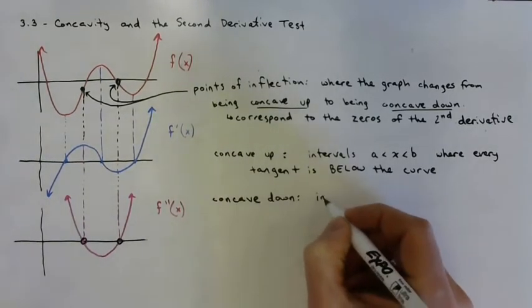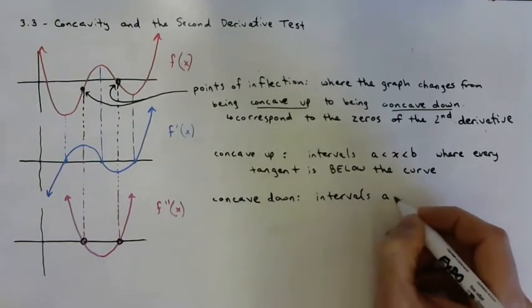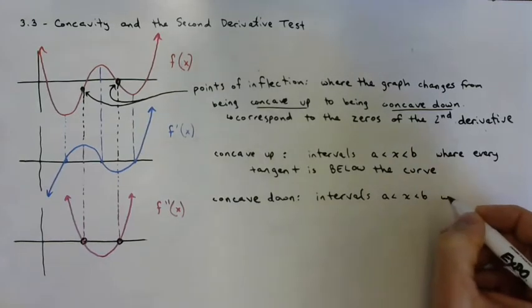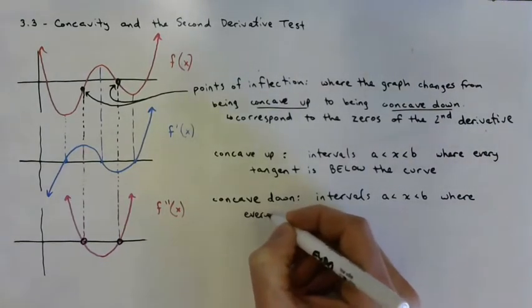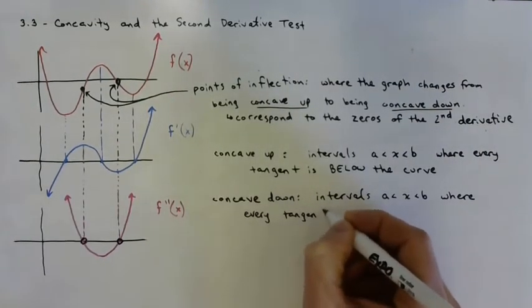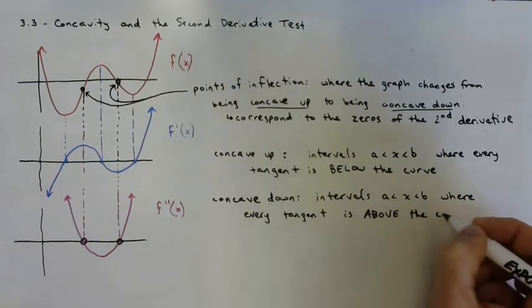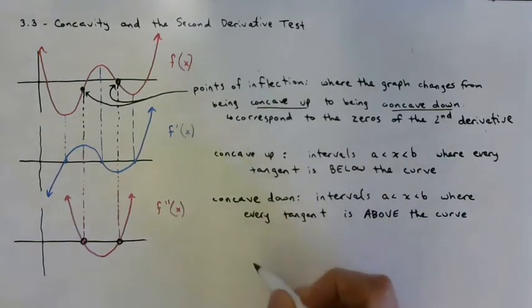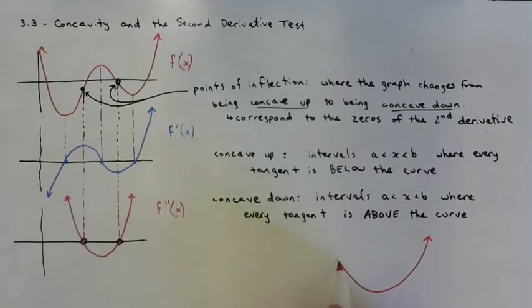Concave down. A graph is concave down over intervals from a to b, where every tangent is above the curve. So I'll draw that out. Let's say we have a curve. And I'll give myself a bit more space. Okay, there's our curve.